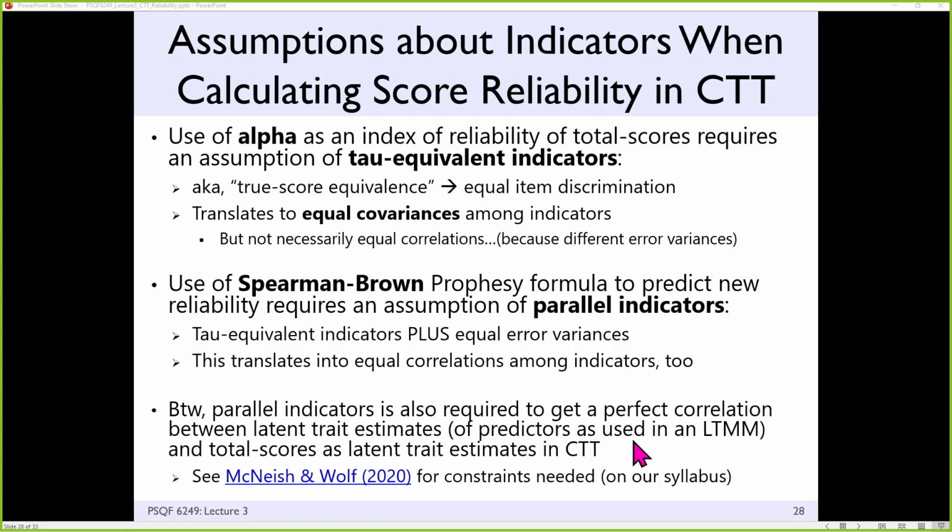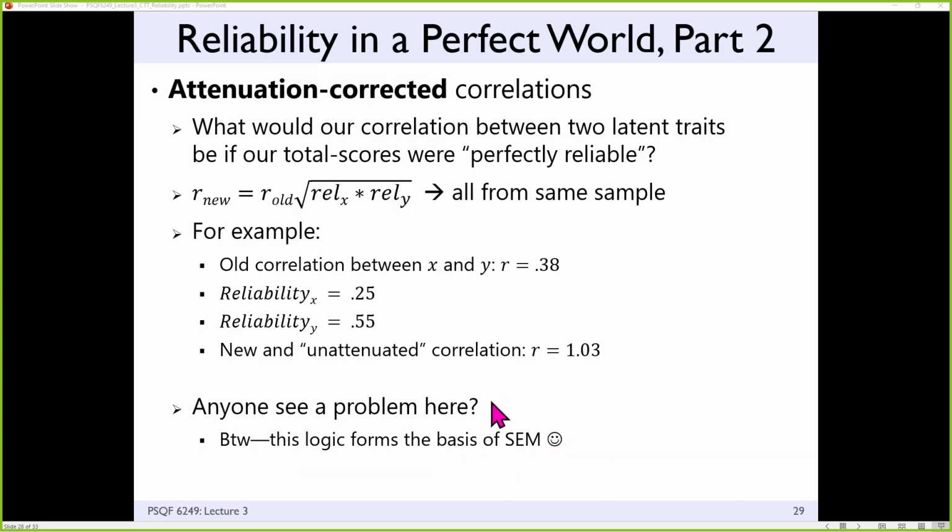It really is. Mathematically, they are equivalent. So you don't get out of things in terms of reliability just because you're not thinking of it as being derived from a factor. It is the same thing. You might also see attenuation-corrected reliability estimates and correlations.